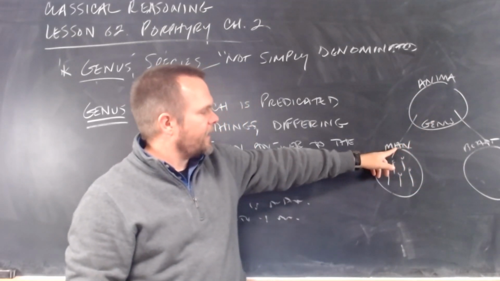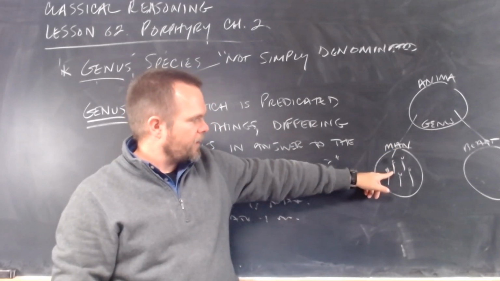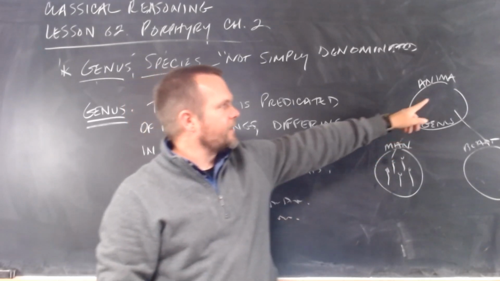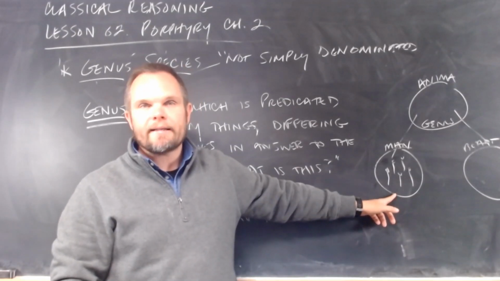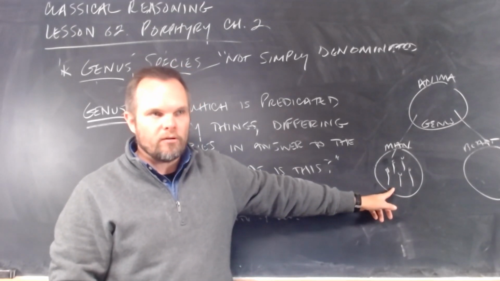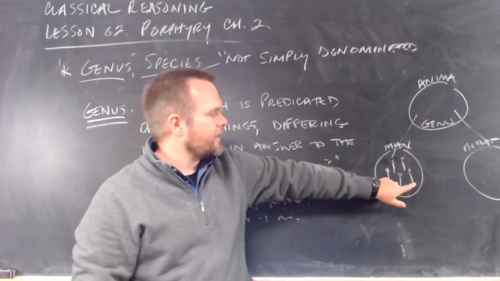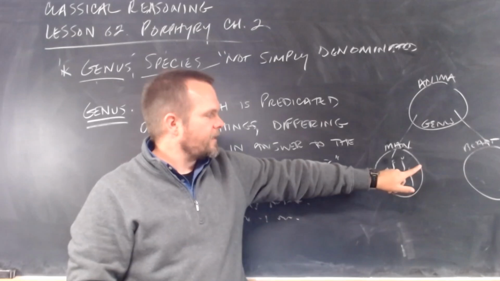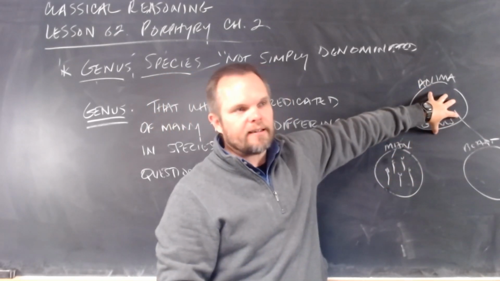Anything that I can say about man, about this individual, if I can say that this individual is man, and man is contained in animal, then I can say this about man too. I can say man is animal. I can say Socrates is animal because man is contained in animal.